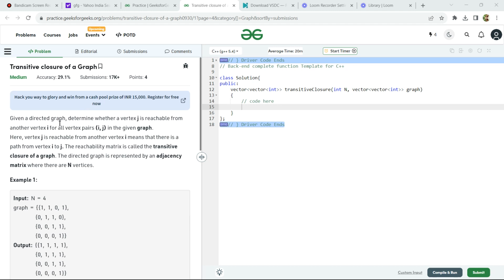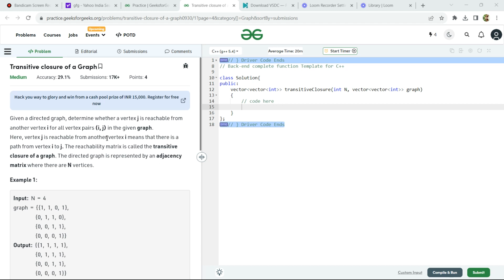Given a directed graph, determine whether a vertex j is reachable from another vertex i for all vertex pairs i, j in the given graph. Here vertex j is reachable from another vertex i means that there is a path from vertex i to j. The reachability matrix is called the transitive closure of a graph. The directed graph is represented by an adjacency matrix where there are n vertices.